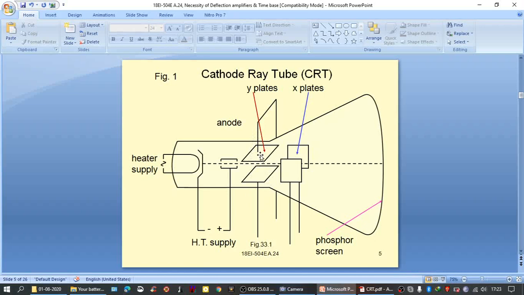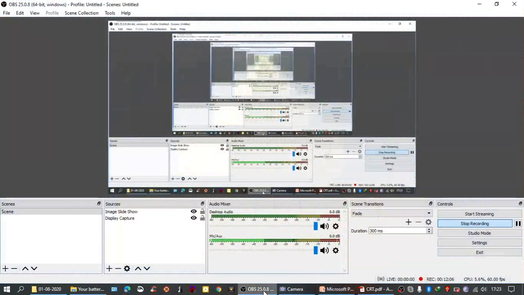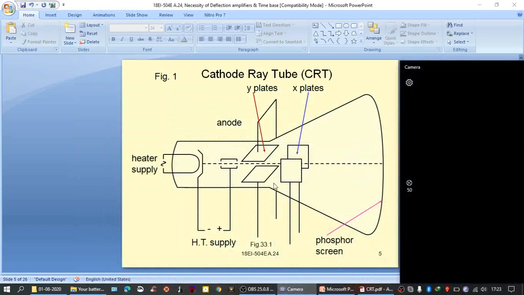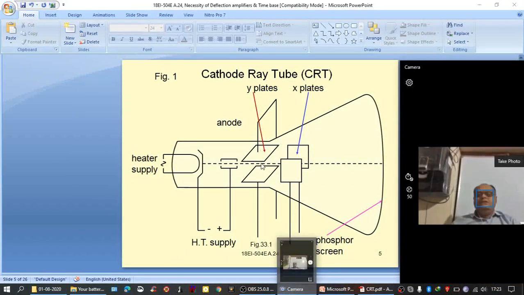During the positive half cycle, the upper plate would be at higher potential compared with the lower plate. As a result, during the positive half cycle, the electron beam will keep on moving upwards during the first quarter of the cycle, that is, the first half of the positive half cycle. Then, during the second half of the positive half cycle, when the sinusoidally varying signal is decreasing, the electron beam gradually starts moving towards the center.